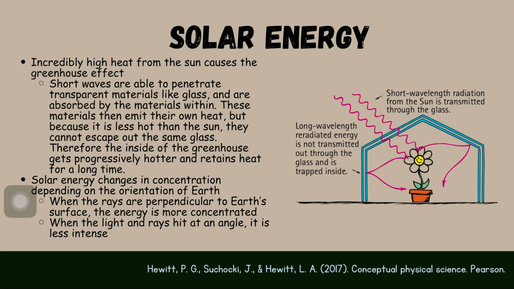This could be whatever is in, the plants inside of a greenhouse. These materials then emit their own heat back out. But because it's so much cooler than the sun, they can't escape out the glass. Therefore, the inside of the greenhouse, the car, gets progressively hotter and can retain that heat for a very long time. Solar energy also changes in concentration depending on the orientation of Earth, depending on our tilt and where the sun is hitting. When the sun rays are perpendicular to Earth's surface, hitting dead on, the energy is incredibly concentrated. You're getting your summers at that point. When the light and rays hit at an angle, it is significantly less intense and therefore less hot.